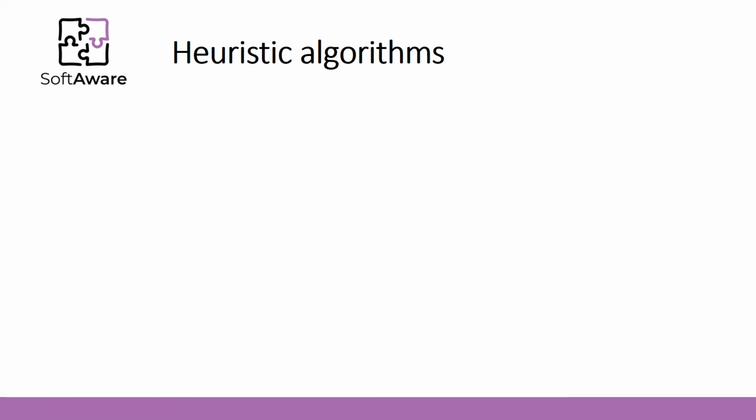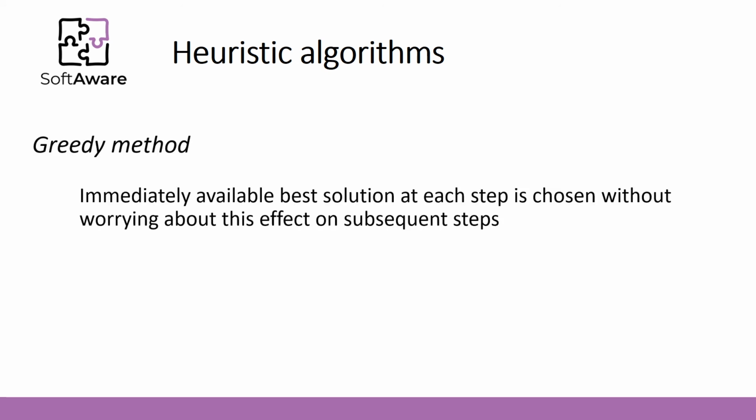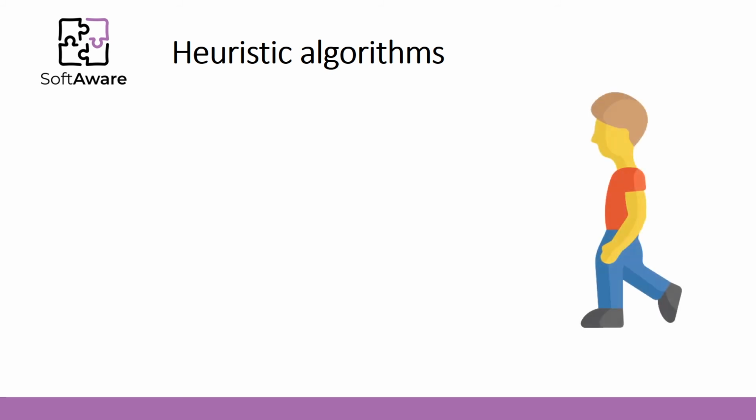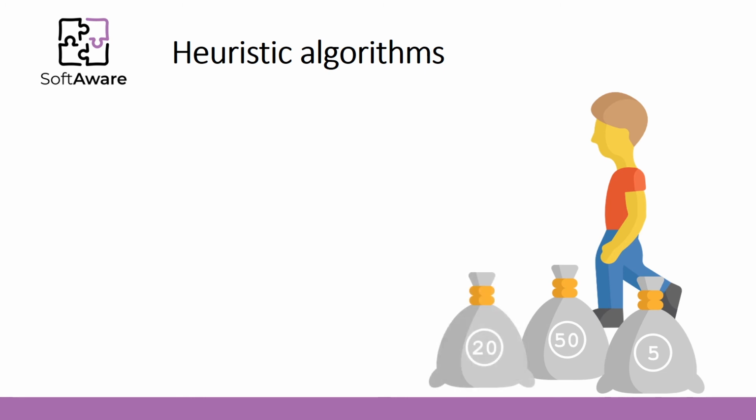One of the heuristic algorithms is the greedy method, that works on the principle that an immediately available best solution at each step must be chosen without worrying about the effect on subsequent steps. The most popular example is about a very smart programmer who has an infinite supply of 50, 20, and 5 coins. He wants to buy a lunch that costs 80 coins in a minimum number of coins. Just to pay for the lunch, he could give the money in different ways. For the minimum number of coins, he has to use a greedy algorithm.